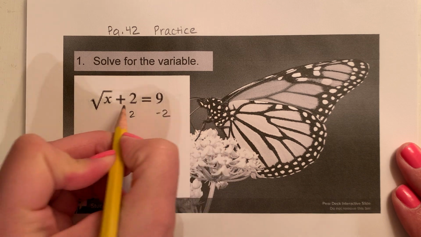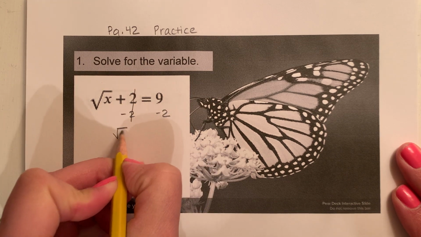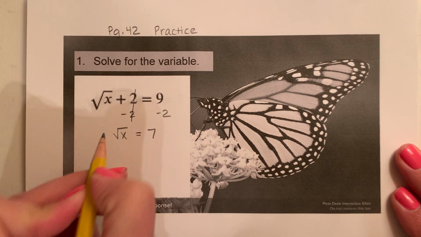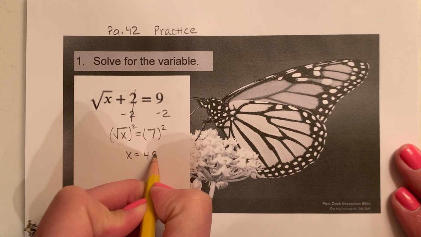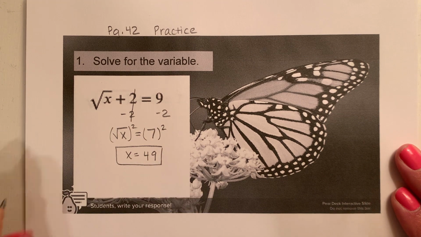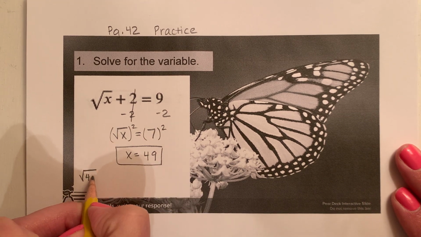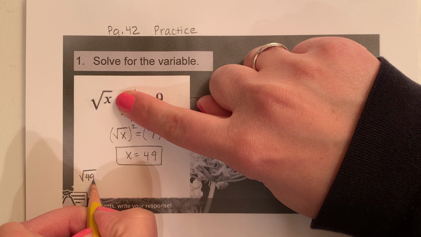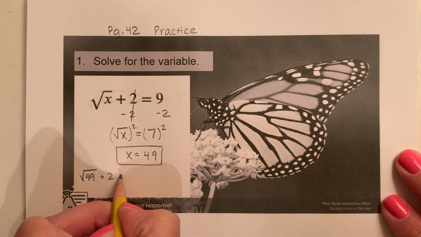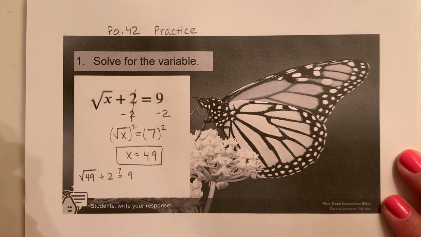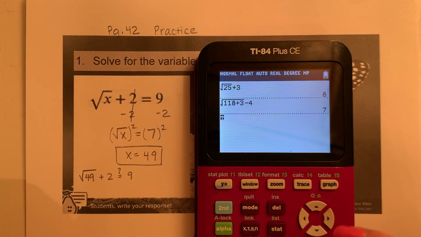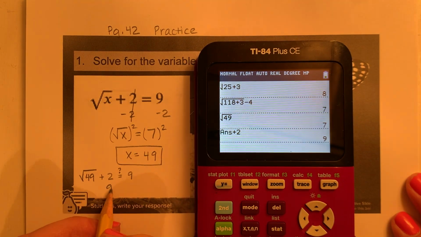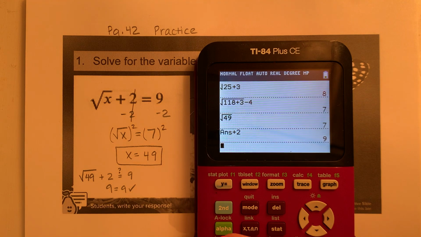Okay, let's see if you got it right. First, we want to subtract 2 from both sides. We have square root of x equals 7. Then I square both sides, and I get x equals 49. I do want to check that. I put 49 back into the original problem: square root of 49 plus 2, does it equal 9? That's where I would bring my calculator into play. I say square root of 49 plus 2, and I do get 9. So that verifies that it's correct.